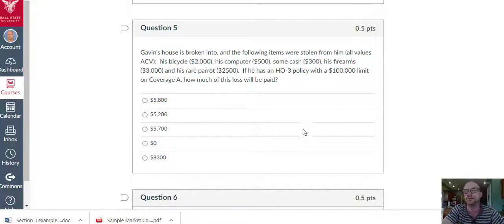Firearms, stolen. What's the max that we're going to pay for stolen firearms? Yeah, there's a special limit of liability there, and it's 2,500. And then we've got an animal that's stolen. What do we know about animals? Not covered. They're excluded as a form of property. So there's a lot going on in this problem. Bicycles covered, computers covered, 2,500, 200 for cash, 2,500 from the firearms, looks like 5,200 overall.